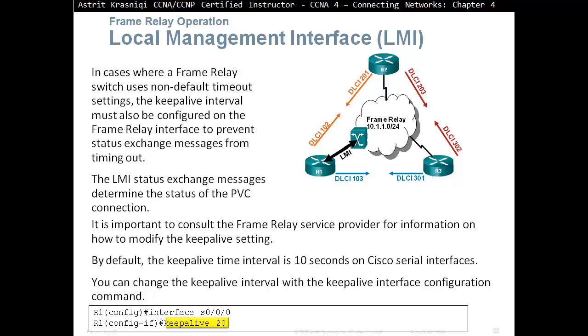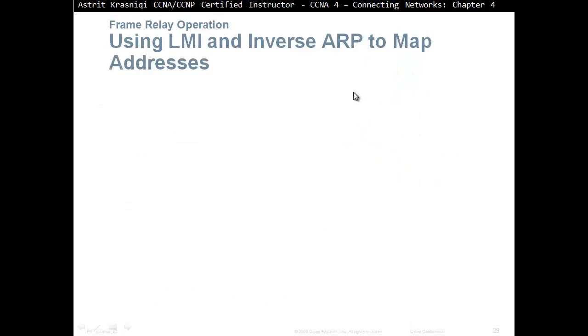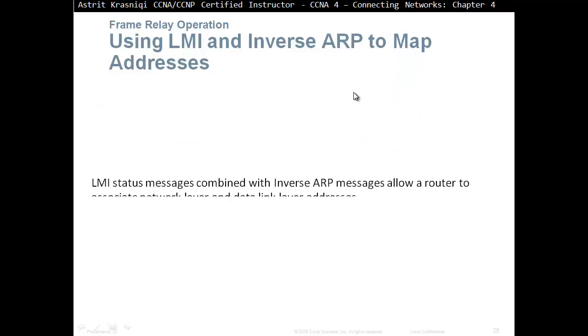Now, the LMI type that we're using between router 1 and the service provider can be different from the LMI that router 2 is using with its service provider. So here maybe we are using Cisco, and over there they are using LMI ANSI. It doesn't have to be the same. So using LMI and inverse ARP to map the addresses.